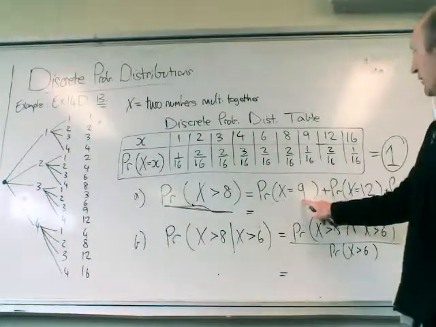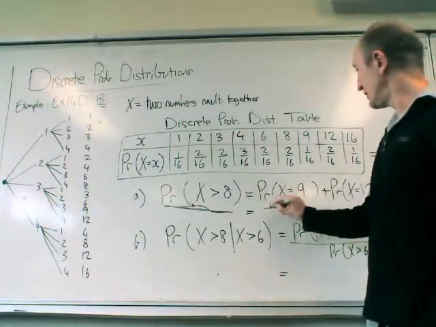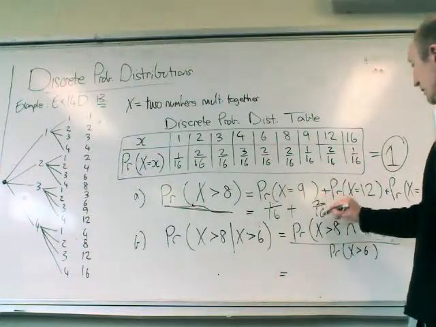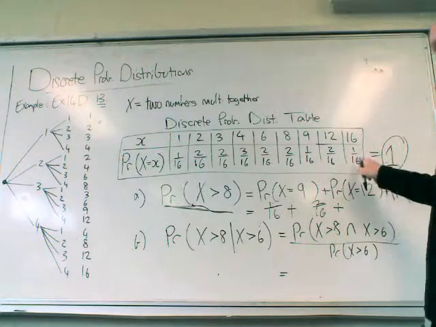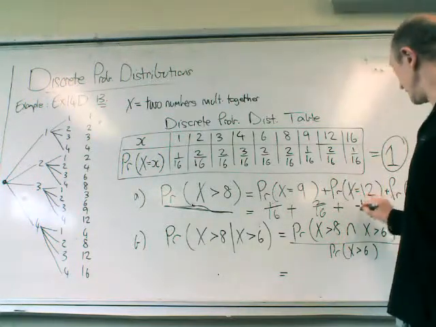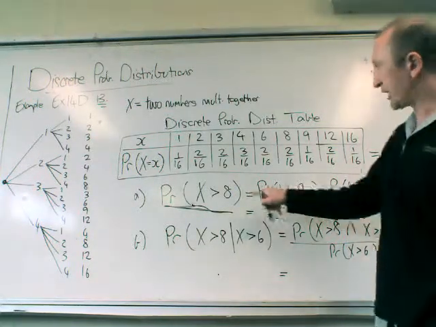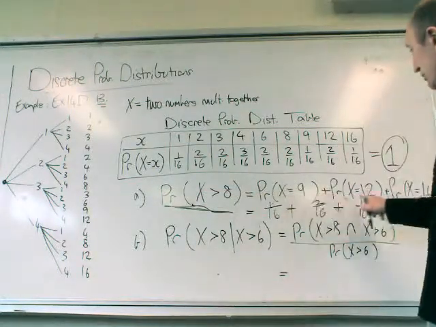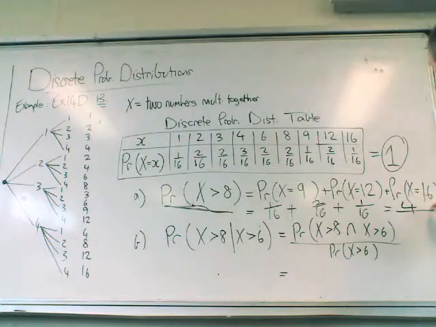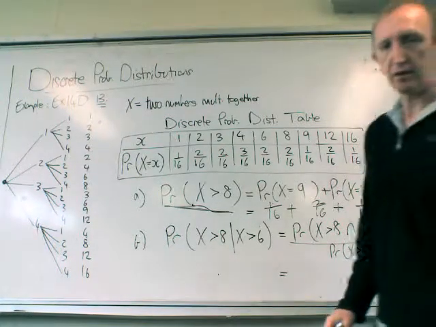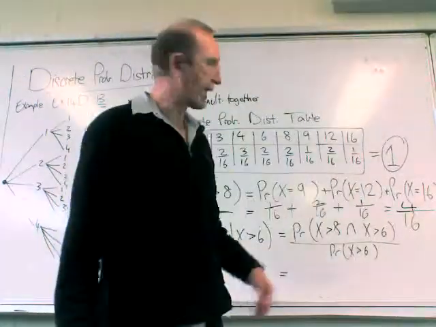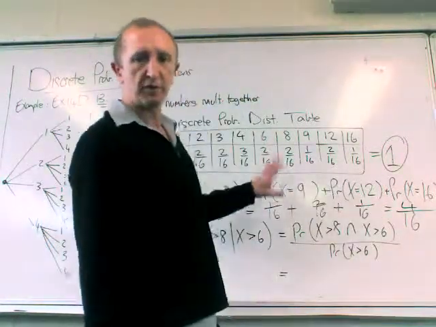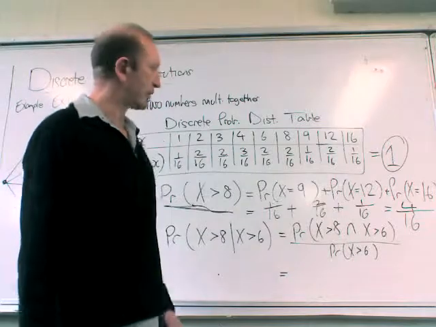So probability that we get a product of 9 is 1 over 16. Probability that we get a product of 12 is 2 over 16. Probability that we get a product of 16 is 1 over 16. So altogether, probability that we get a product greater than 8 is 1 plus 2 plus 1, 4 over 16. Okay, and if we wanted to, we could simplify that. 4 over 16 is 1 over 4, but I'm just going to leave it like that for now. You see why we left the same denominator? It's easier to add the probabilities.